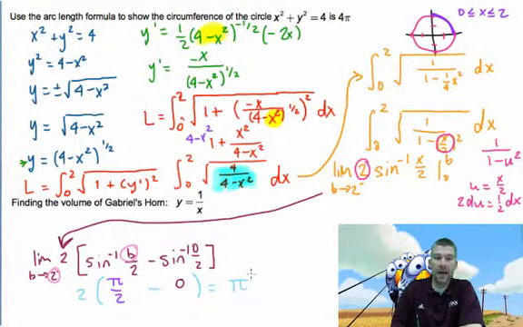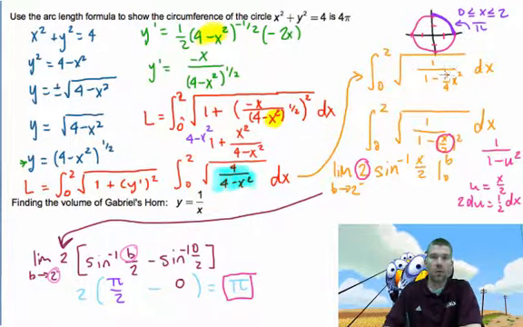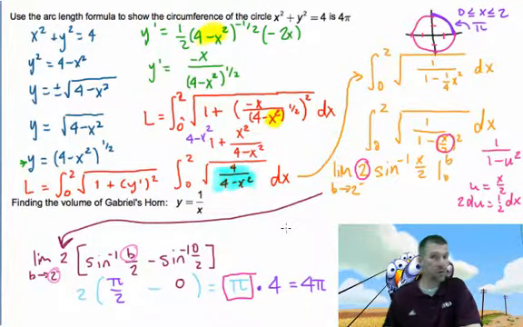So when we sort it out, this pi is the length of this one part of the circle. Well, I've got 4 of those, so when I multiply by 4, I get 4 pi. And there you go. Hey, that's cool. We just used calculus to solve a geometry problem.